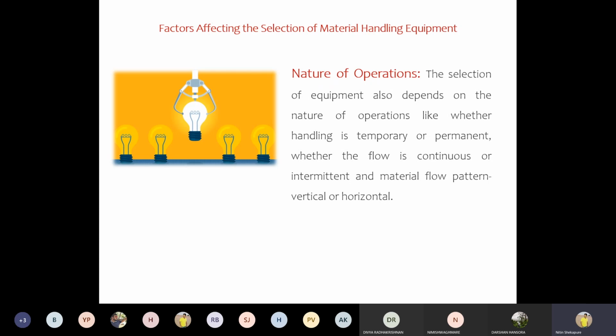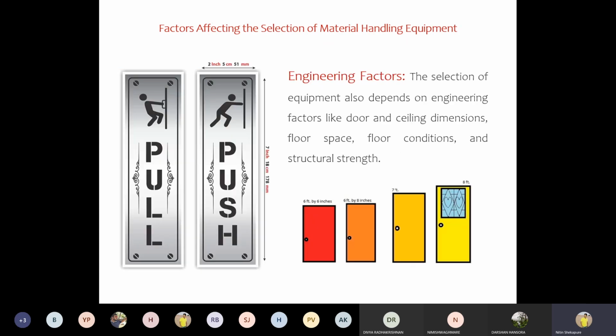Then nature of operation. As I said, what type of operation you are going to carry out. Again, that baby example and cylinder example is going to play a very important role. If that particular product is very sophisticated, you need to pick it up very lightly, and you entirely need a very different material handling system for that. You cannot go for rough handling over there. So for that we need to study the nature of operations also.